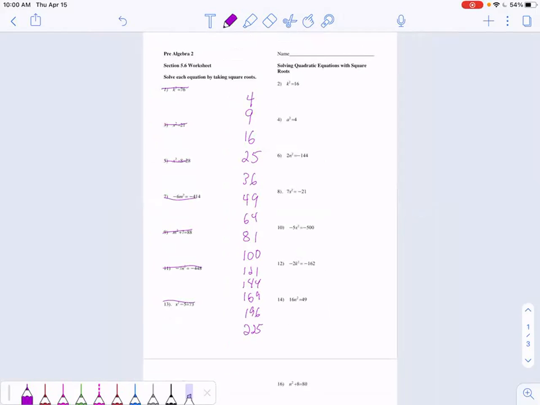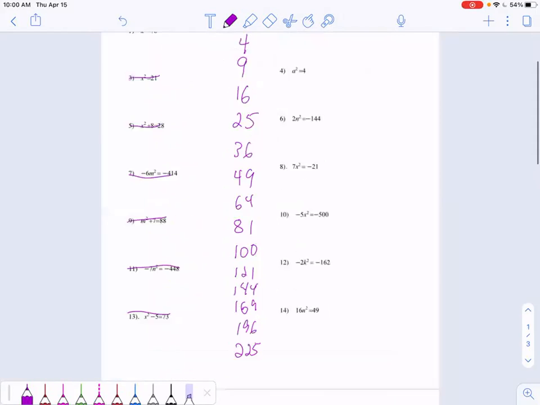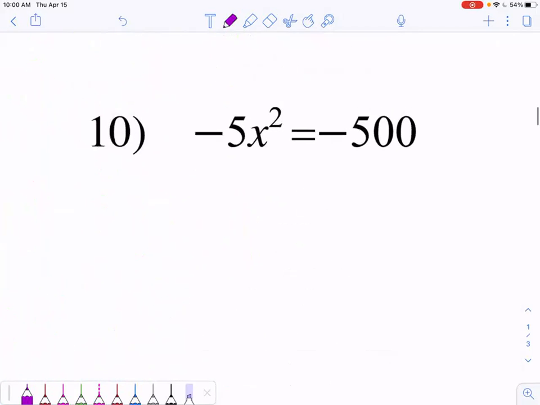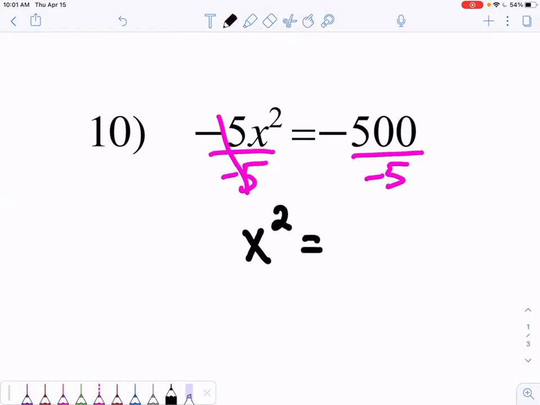So let's look at a pretty tough one here. Let's look at number 10. We have -5 times x squared equals -500. Haley, what's the first step going to be? How do we get x by itself? Yeah, divide -5 to both sides. What do you get when you do that? 100. Good. Now what's the next step?